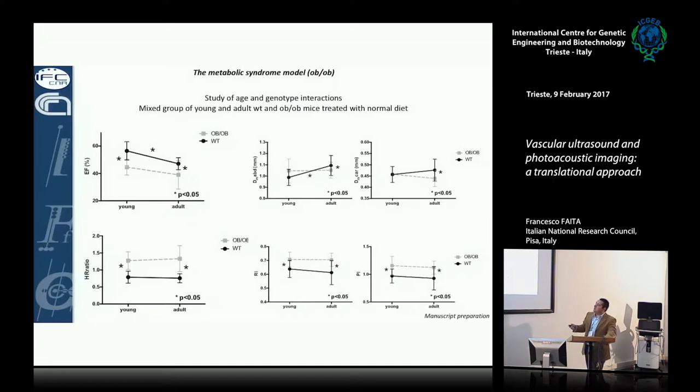About the kidney, the microcirculation of the kidney shows that our indexes are greater in obese mice, reflecting damage in the microcirculation of these animals at both ages, and also about the liver, the fat content of the liver in obese mice is greater than in wild type mice. This work was useful for us just to convince ourselves that this is a good model for studying metabolic syndrome without problems from interaction with the aging process.